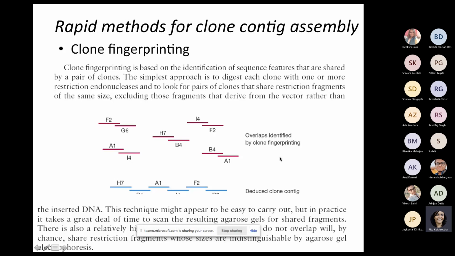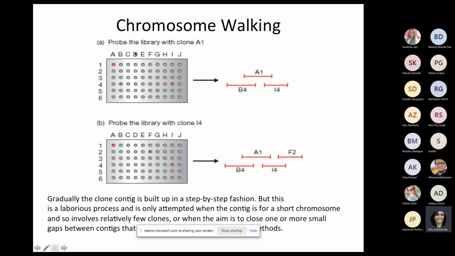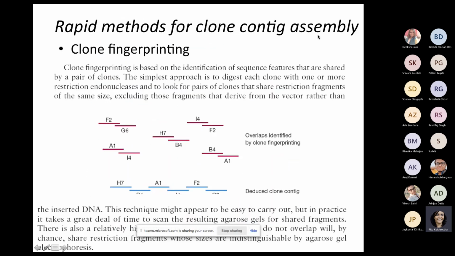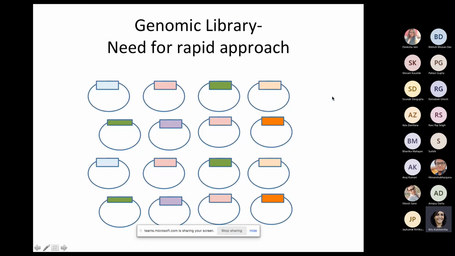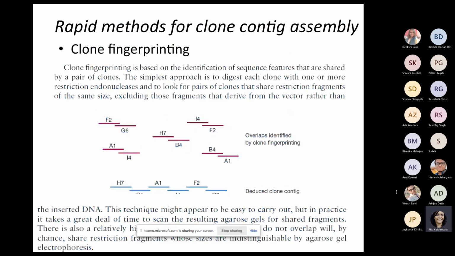So it is not step by step, unlike in the case of chromosome walking. Here you can look simultaneously: you just cut these various clones with restriction enzymes, run them on a gel, and at the same time you can find that maybe this is overlapping with this, and this, and this is overlapping with these three, and so on. So simultaneously, overlapping clones can be generated from various areas in the whole genome.